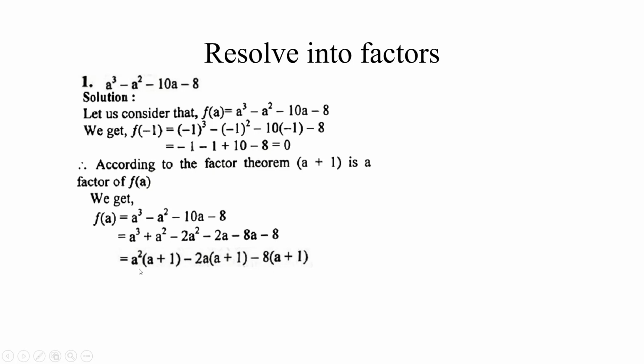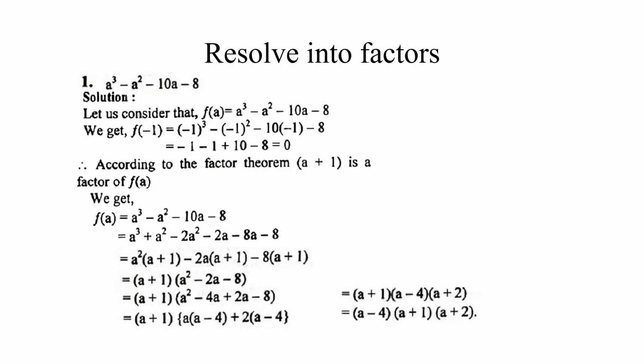Now in these three terms, a plus 1 is a common term. So take a plus 1 as common. You'll get a plus 1 into a square minus 2a plus 2a minus 8. And after middle term breakup, you'll get a minus 4 into a plus 1 into a plus 2, and it is our required result. So dear cadets, I think you understand this example.